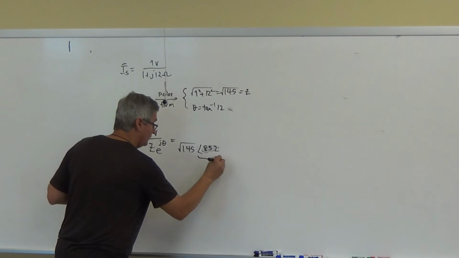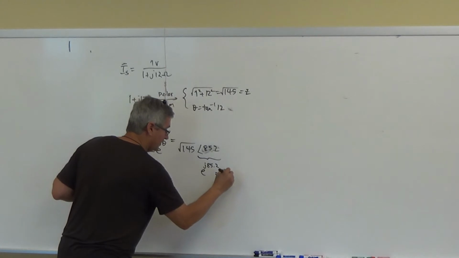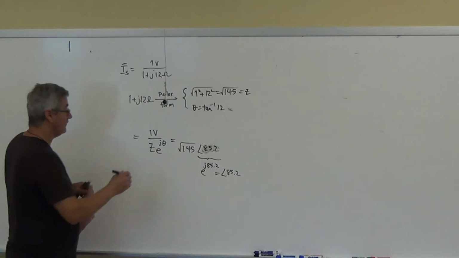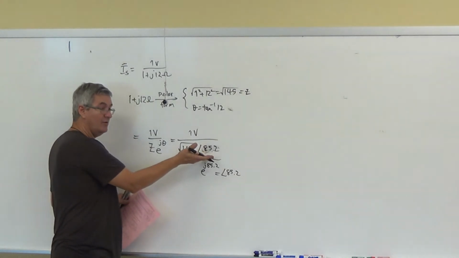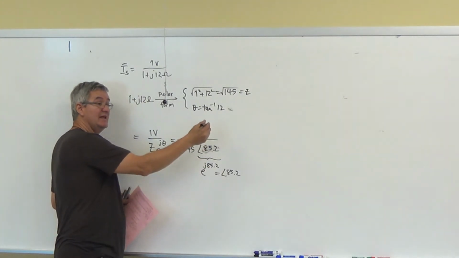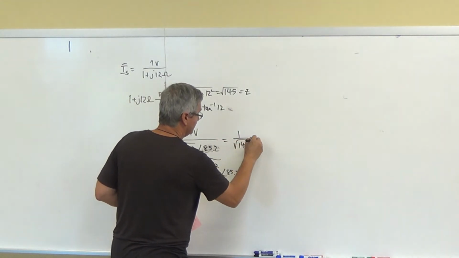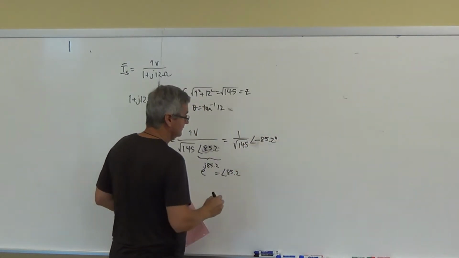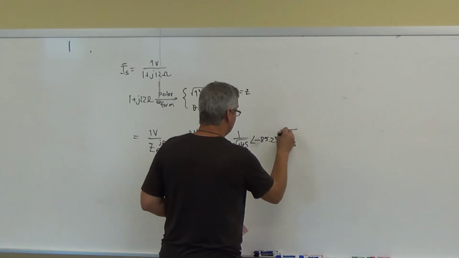Remember, how am I writing this angle? e to the j 85.2 is the same as 85.2 degrees. Okay? It's exactly the same. So if I have this in the denominator, look what I'm going to do. I'm going to take this guy here, and that angle goes where? Upwards. And so that j in the denominator becomes negative j. So then this guy becomes 1 over the square root of 145 times e to the negative j 85.2 degrees. And so now this guy is my phasor current right here.